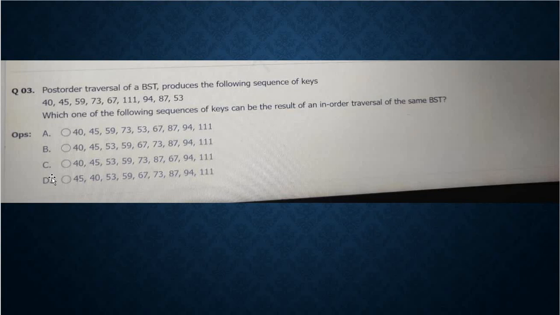For the next question, we have been given the post-order traversal of a BST and we have to find the in-order traversal. The in-order traversal of a BST is always in sorted order. So it would be 40, 45, 53, 60, 59, 67, 73, 87, 94 and 111. So for this, the answer is option B.